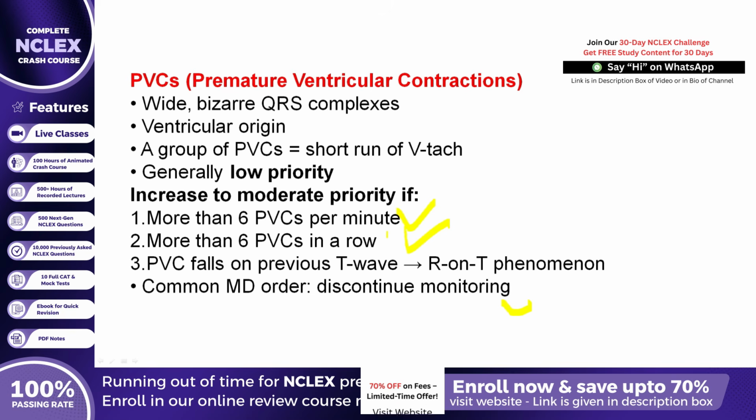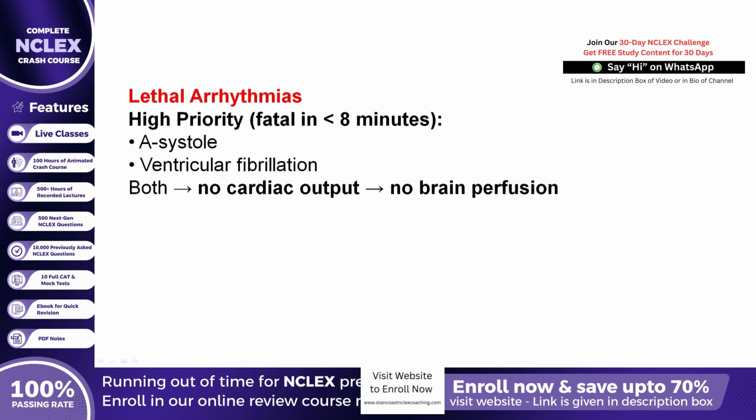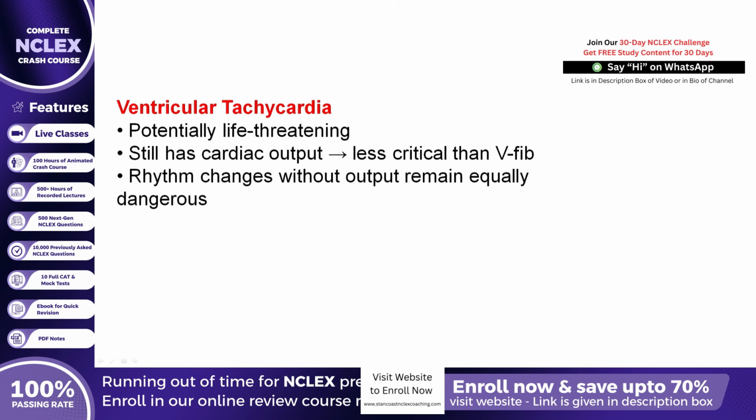As we begin this section on lethal arrhythmias, it is important to understand that these are high-priority rhythms that can be fatal in less than 8 minutes. This includes asystole and ventricular fibrillation. Both of these rhythms result in no cardiac output, and therefore no brain perfusion. Now moving into ventricular tachycardia, this rhythm is considered potentially life-threatening. It still produces cardiac output, which is why it is less critical than ventricular fibrillation. However, any rhythm changes that occur without cardiac output remain equally dangerous.